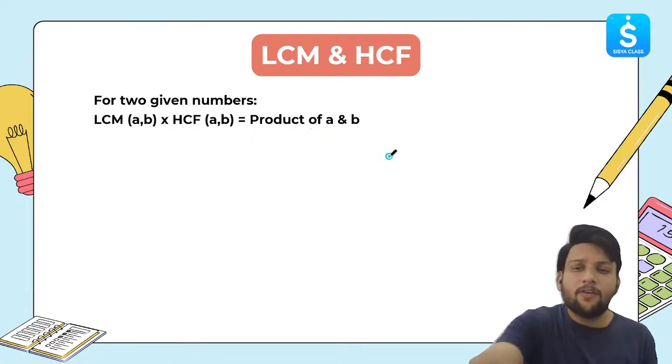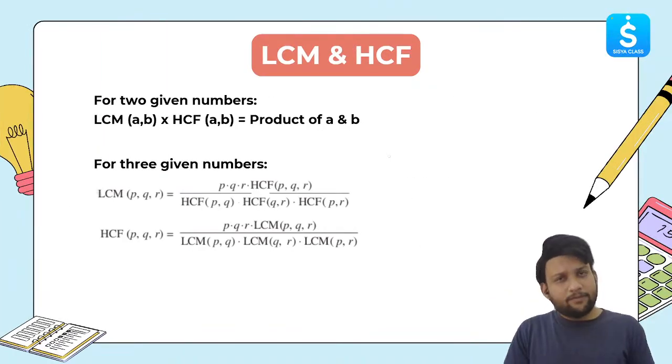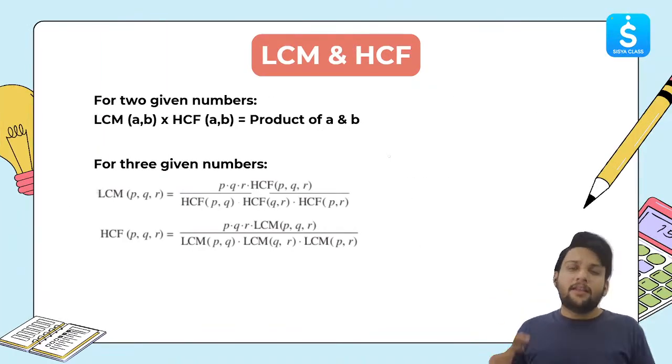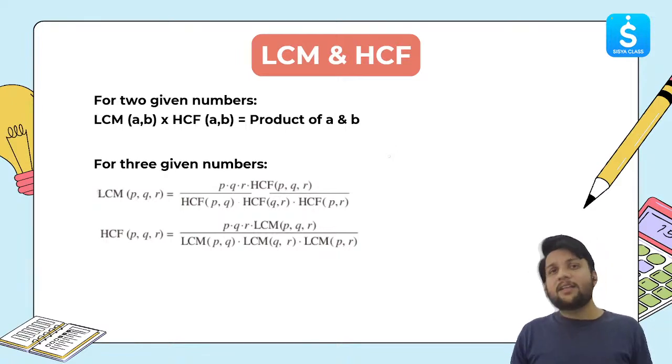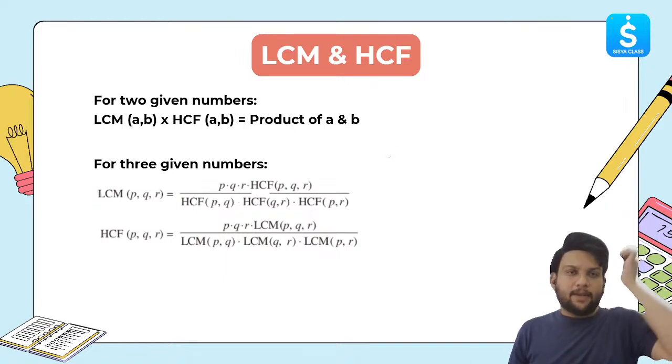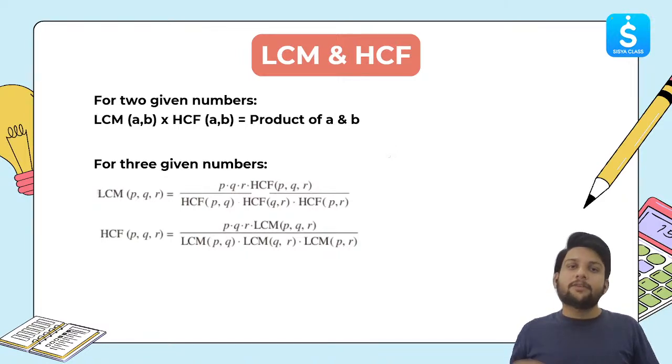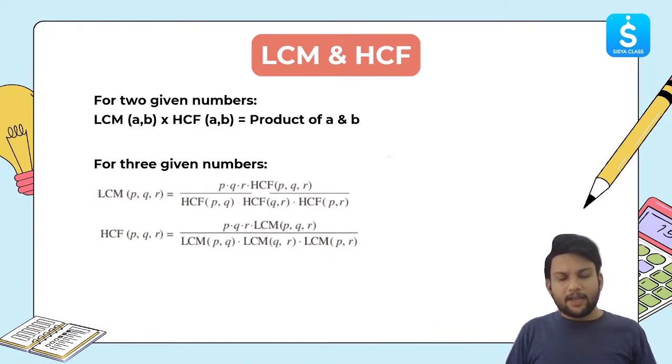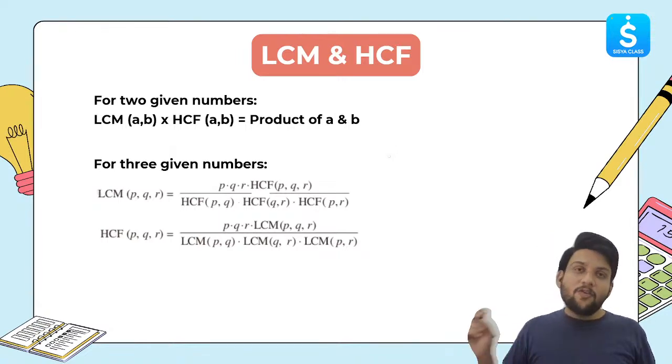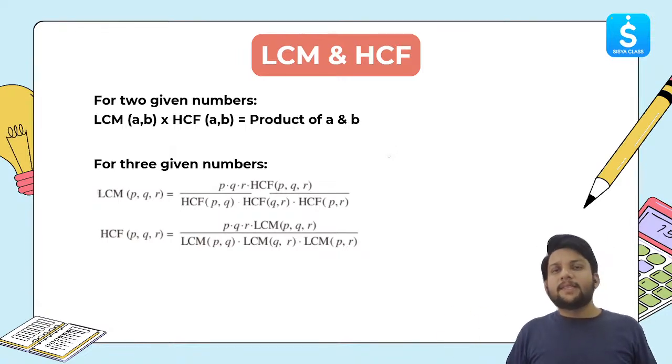This is for two numbers, but what happens when we get three numbers? Well, you will most probably not get questions based on three numbers. It has never been asked in the past 7 or 8 years. But it's good to know the relation between LCM and HCF for three numbers. It is in front of you. LCM of the three numbers P, Q, R is equal to the product of the numbers times their HCF, divided by the HCF of two numbers taken at a time. That means HCF of P and Q times HCF of Q and R times HCF of P and R. Again, I'm saying it one more time: you won't get this question most probably, but still it's good to know.